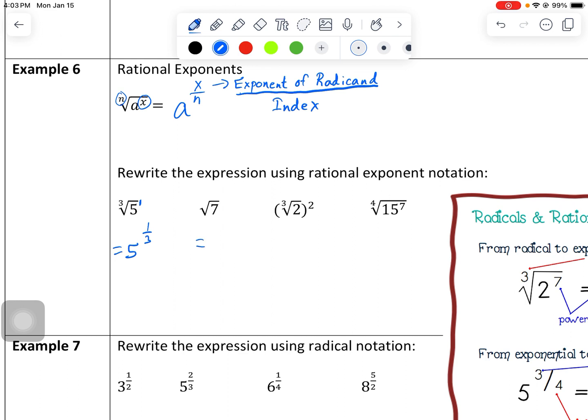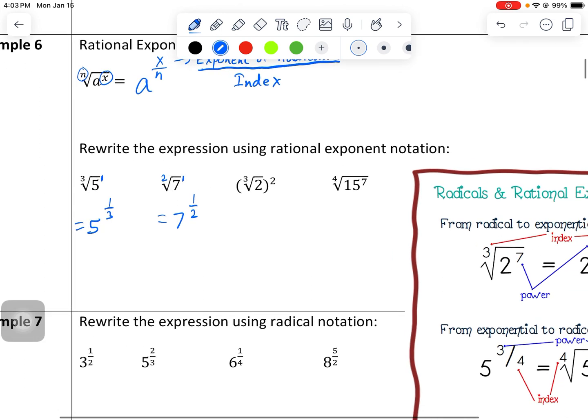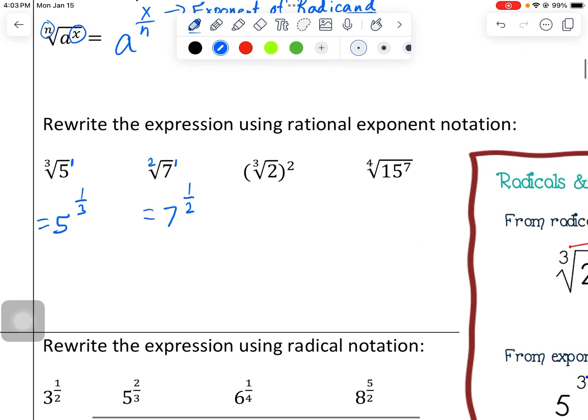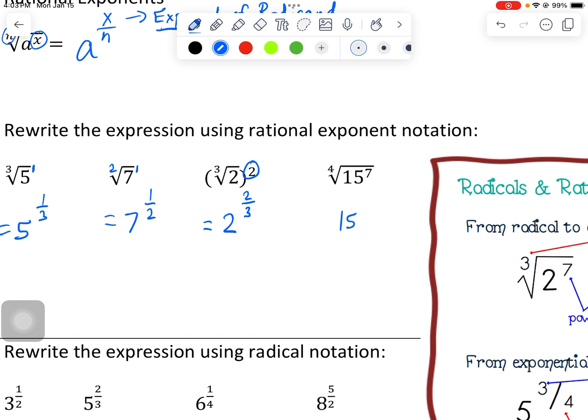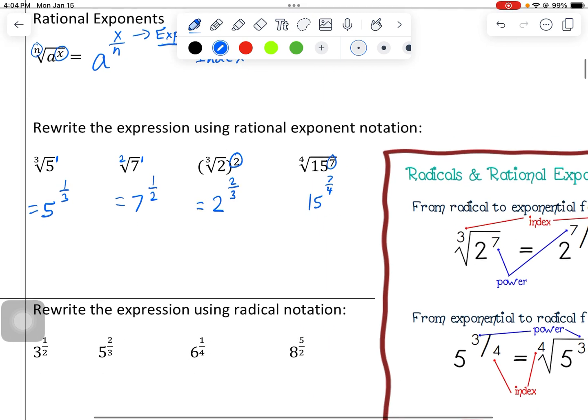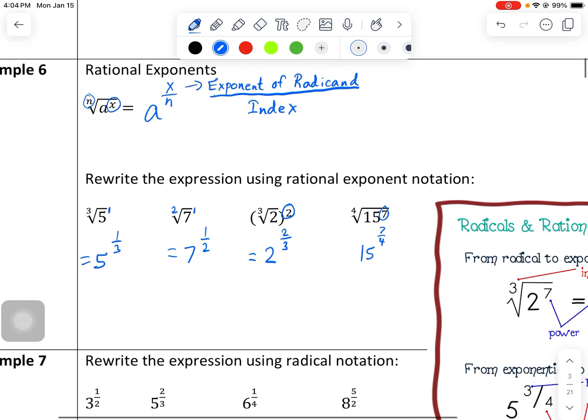Okay, these ones are a little tricky, but remember that we assume there's a 2 on the outside if it's a plain square root, and then we can assume that it's a power of 1, so this is 7 to the 1/2 power. This one would be 2, here's our exponent, so that goes on top. 3 is the index, so it's 2 to the 2/3 power. And this one, we would have 15 to the 7/4 power. I would suggest leaving these as improper fractions. You don't have to rewrite that as 1 3/4 power. I would just leave it like that.